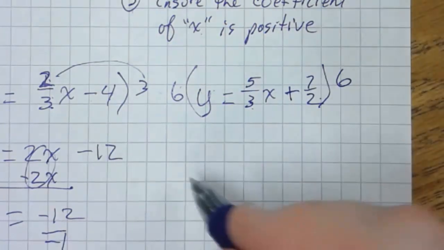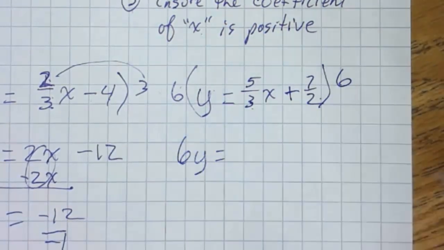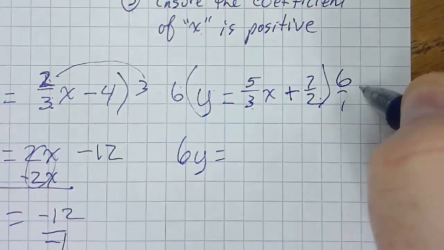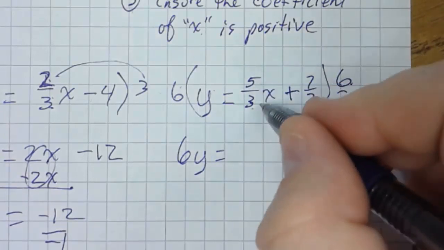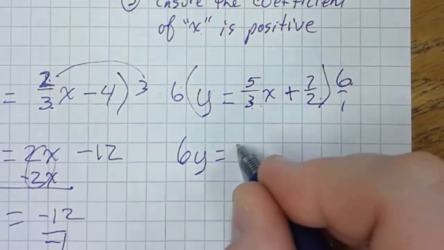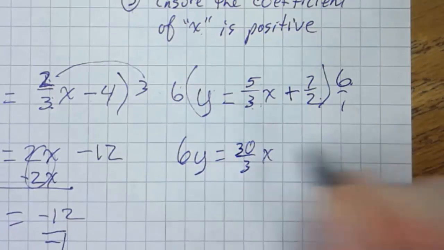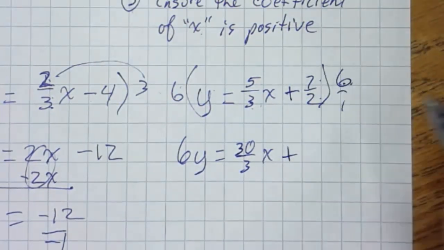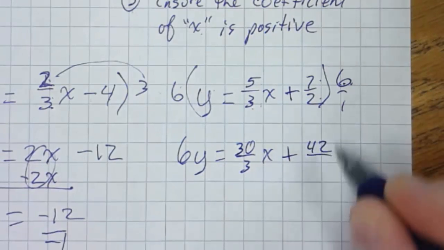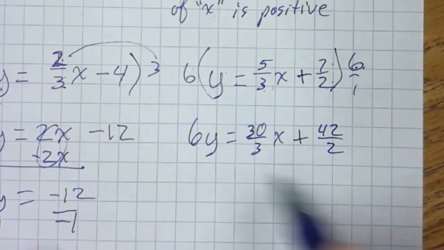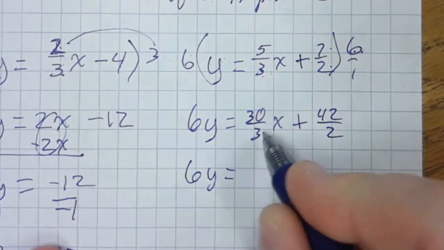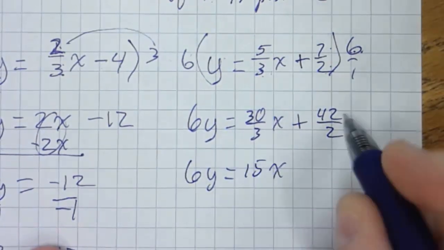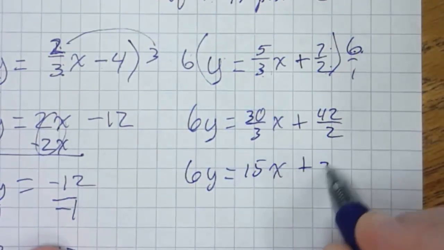So 6 times y will give me 6y. Now remember, this is 6 over 1. So I'm going to do 6 over 1 times 5 over 3. I end up with 30 over 3 times x. And I'm going to do the same thing here, 6 times 7, which is going to be 42 over 2 times 1, which is 2. And then I'm just going to reduce these. So 30 divided by 3 is 15, and 42 divided by 2 is 21.